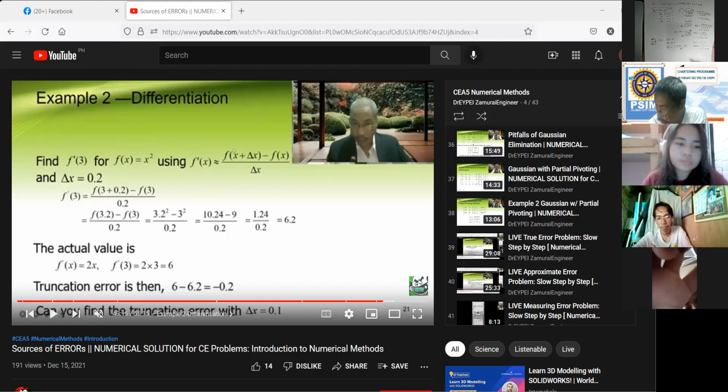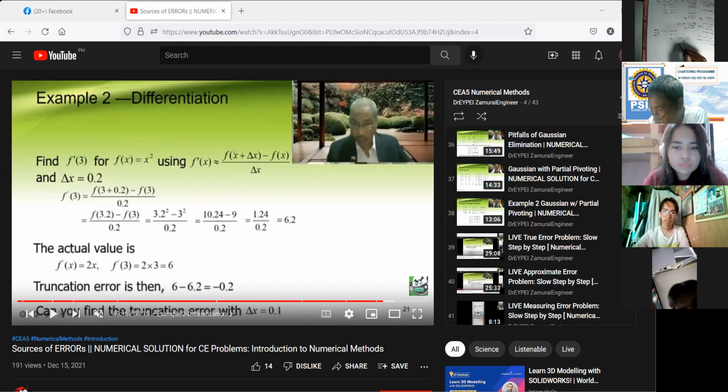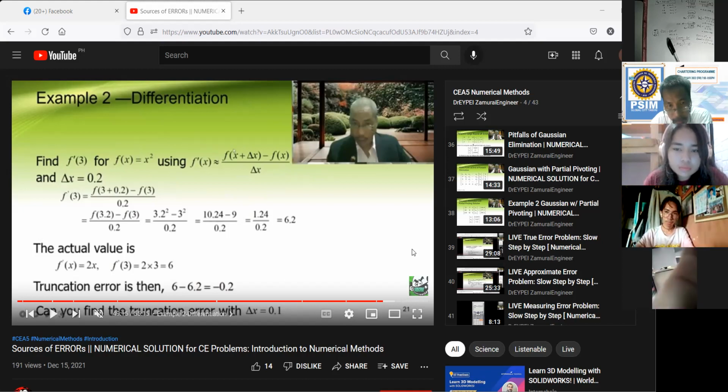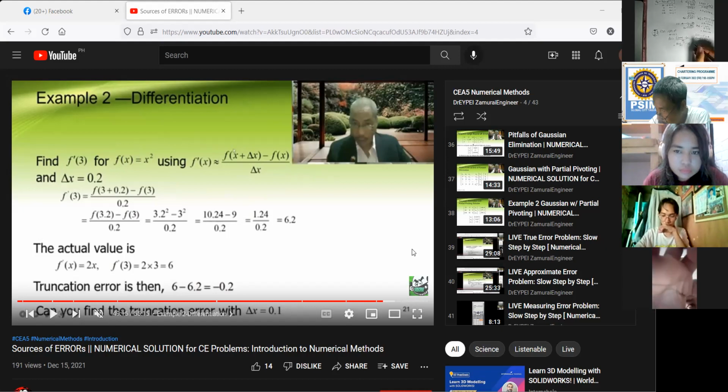Therefore, if we substitute it here, this part is 10.24 and this part is 9, divided by 0.2. Therefore, the answer is 1.24 divided by 0.2. What is the answer? 6.2. Minus 9 divided by 0.2. The answer is 6.2. And the answer in our problem is 6.2.